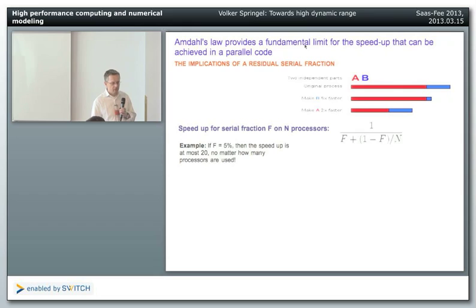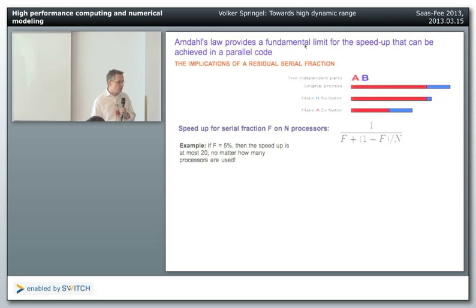Right? Which is kind of clear. The 95% you can hammer down to almost 0 by using more processes. But the 5% that you initially had will always remain. So the residual serial fraction is a fundamental limit for the scalability.